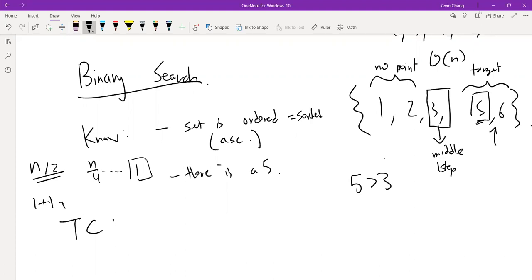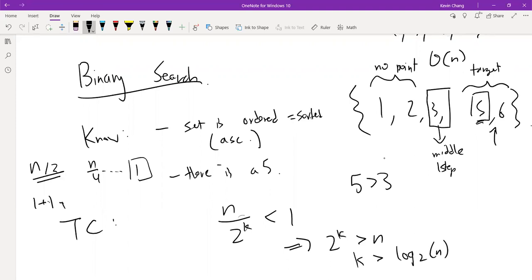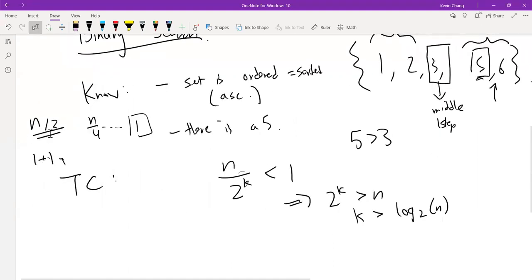So what number k will satisfy n divided by 2 to the k being less than 1? If it's less than 1, that means there are no elements left in the set. If we rearrange this, we get 2 to the k is greater than n. Take the log base 2, so k must be greater than log base 2 of n. This k tells us how many times we're dividing by 2, and each time we divide by 2, remember, we're adding 1. So the time complexity is just going to be O of log base 2 of n.